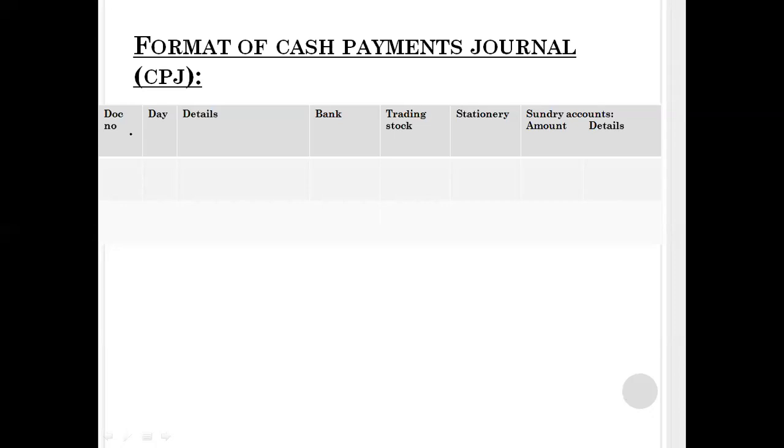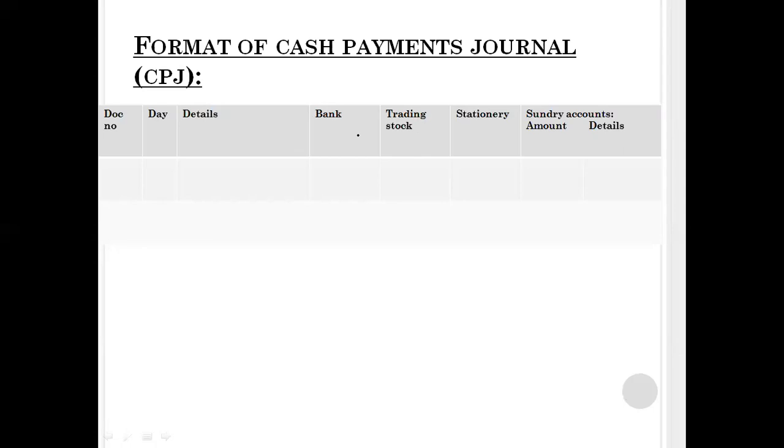Then the day on which the transaction happened, like on the 3rd, then the details, where again we're going to look for a name. In this case, it will be the name of a business. Then you're going to have a few columns, which will be all your amount columns. You're going to have bank. Bank will always be the first column, and the rest of the columns can change according to the activity you're going to do.